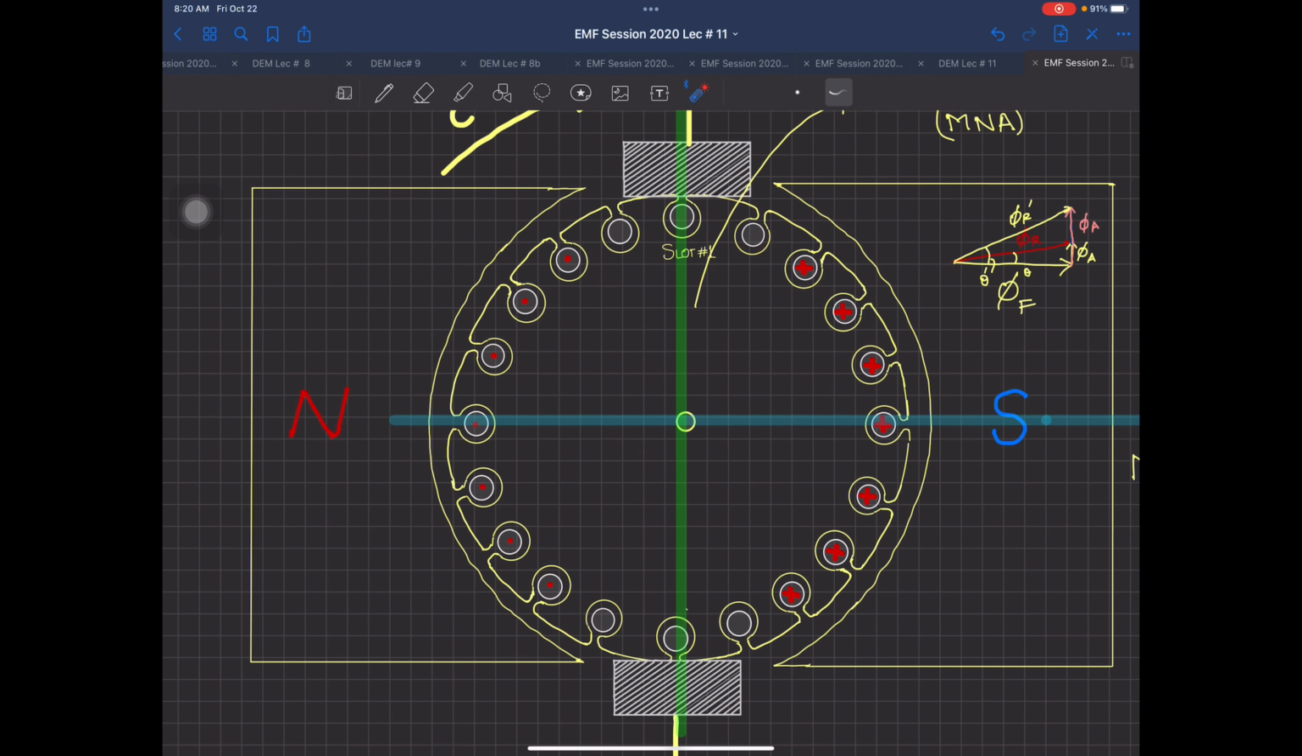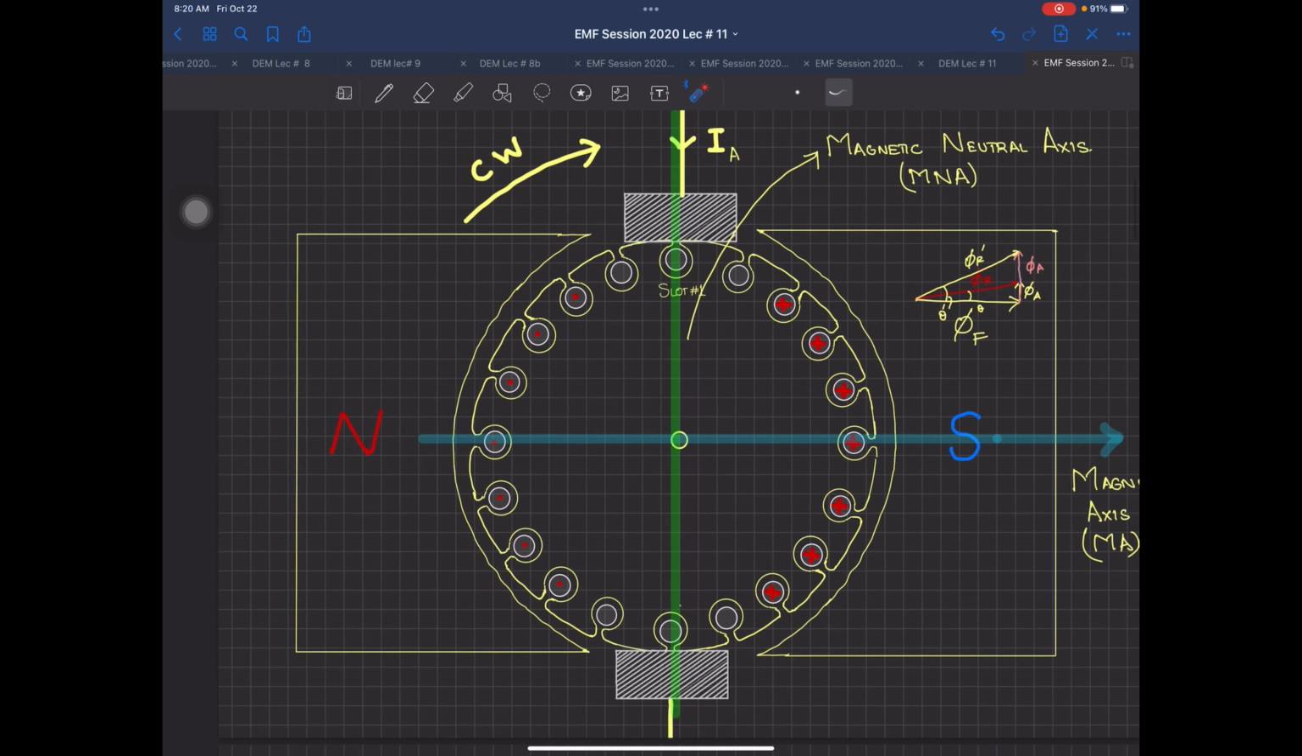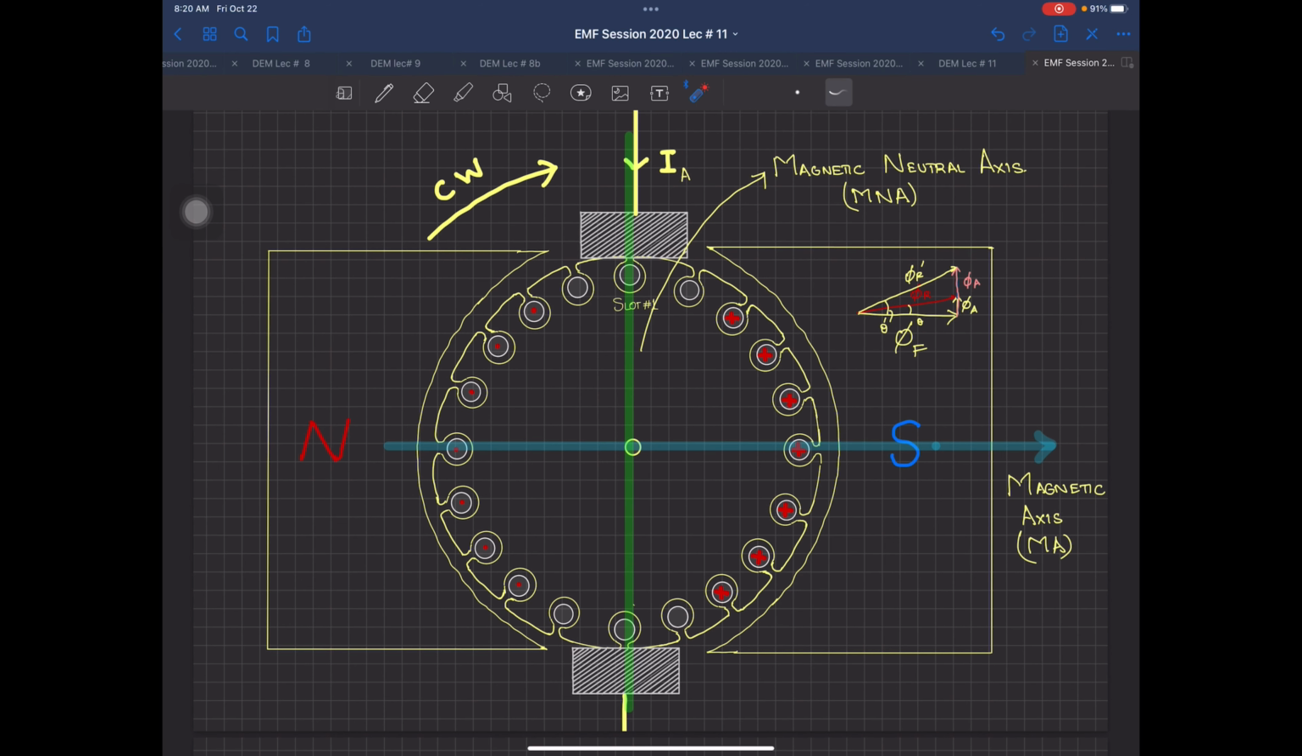Now when this shift or tilt is happening, before I go deeper into this, if you look very closely at this diagram, I have marked two axes over there. What are those axes? One axis I have marked with cyan color, which I have called the magnetic axis, MA. This is the same direction as phi F. And I have marked this green color line, and I have called this one the magnetic neutral axis.